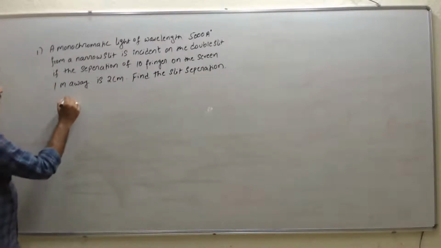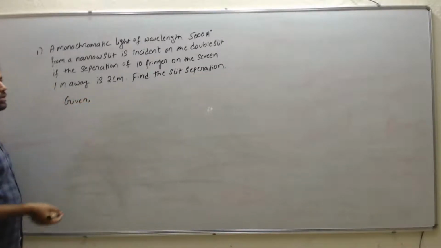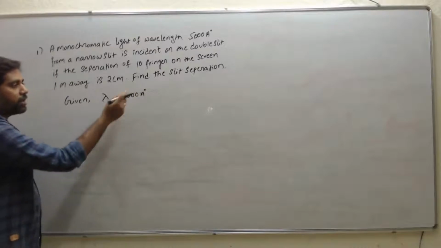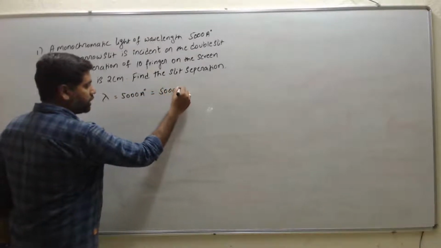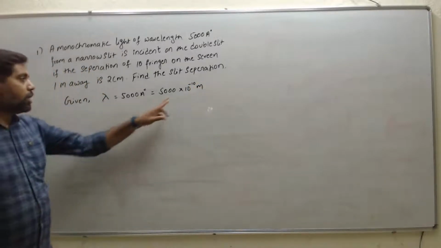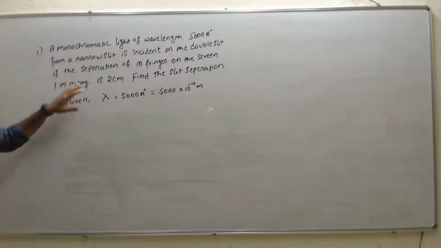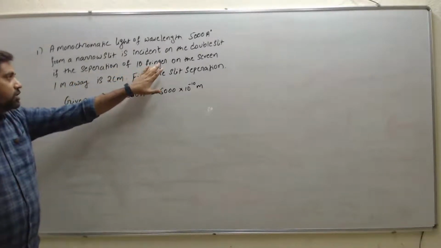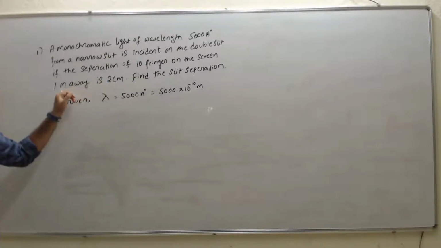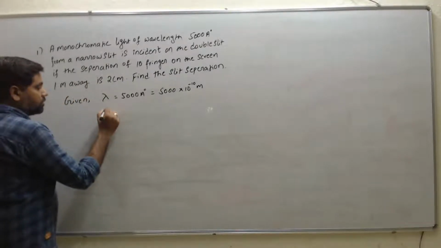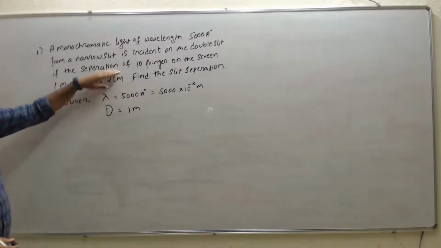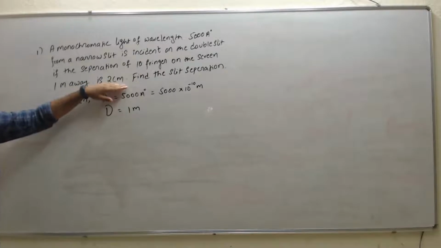Here, if we write what they have given, first they gave the wavelength, that is 5000 angstrom. If we convert into meters, then 5000 into 10 to the power of minus 10 meter, that is 1 angstrom is equal to 10 power minus 10 meter. Next, the separation of the 10 fringes on the screen 1 meter away is 2 centimeter. That is, the distance between the slit and the screen is 1 meter, that is they gave capital D is equal to 1 meter. And also they gave the separation of 10 fringes on the screen is 2 centimeter.